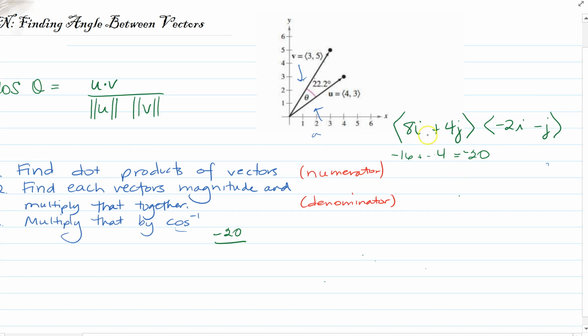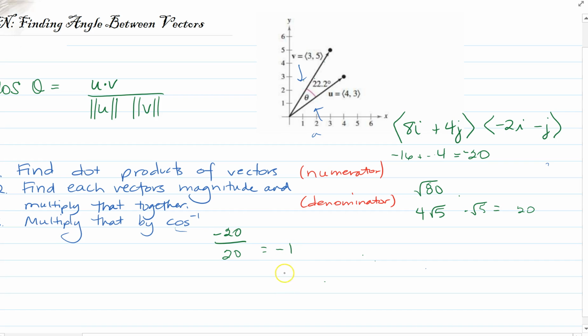Now for the denominator, 8 times 8 is 64 plus 16. That is square root of 80, which is 4 root 5, right? And then 4 plus 1 is square root of 5. So look at this. At the bottom, I'm getting 4 times 5 is 20. So I'm getting negative 20 over 20, which is negative 1.